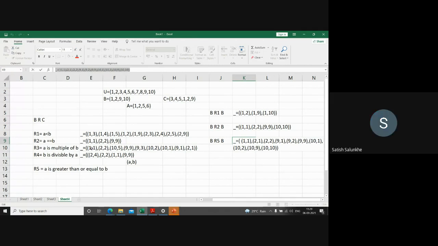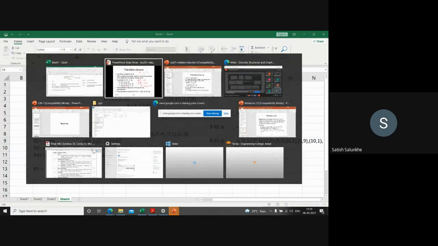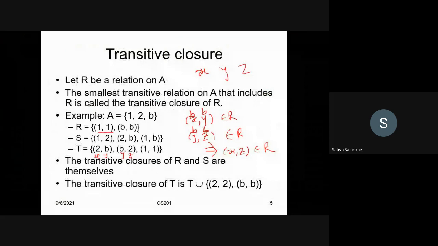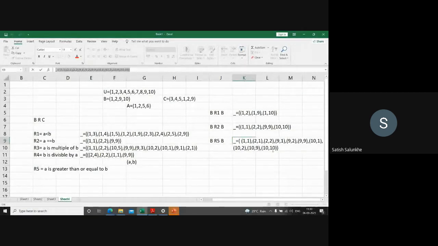Please try to understand: when you are talking about x, y, z, x to y, y to z. If you have x comma y belongs to R and y comma z belongs to R, for which x comma z is not there in R, then you say the relationship is not transitive. So with respect to this, kindly explain again R1.